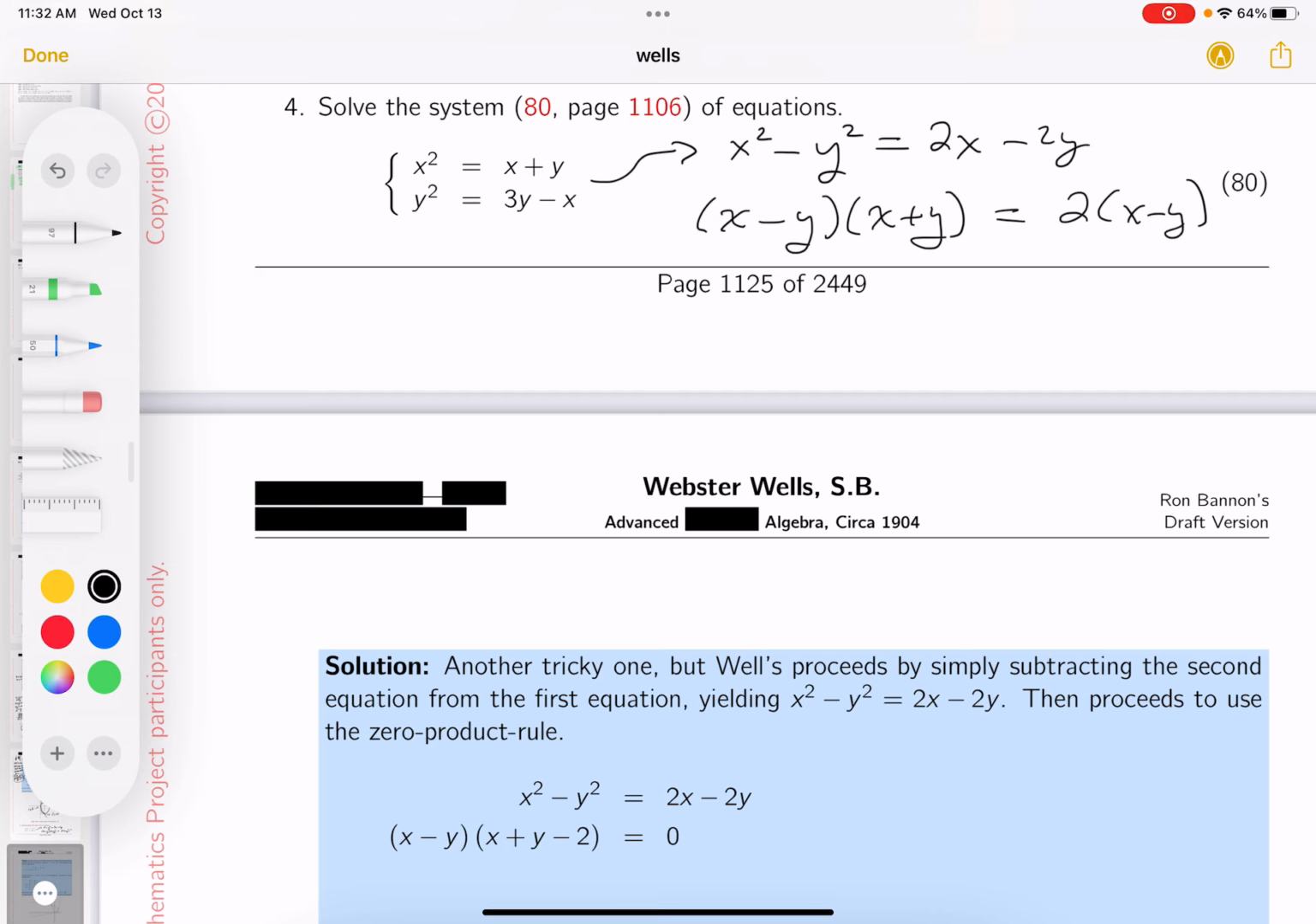Okay, I realize what some students want to do. They want to divide both sides by x minus y. I'm not opposed to it, but I don't think it's a good idea unless you're really thinking about that, because if you're dividing by 0, you lose a solution. All right, I'm going to write this over here.